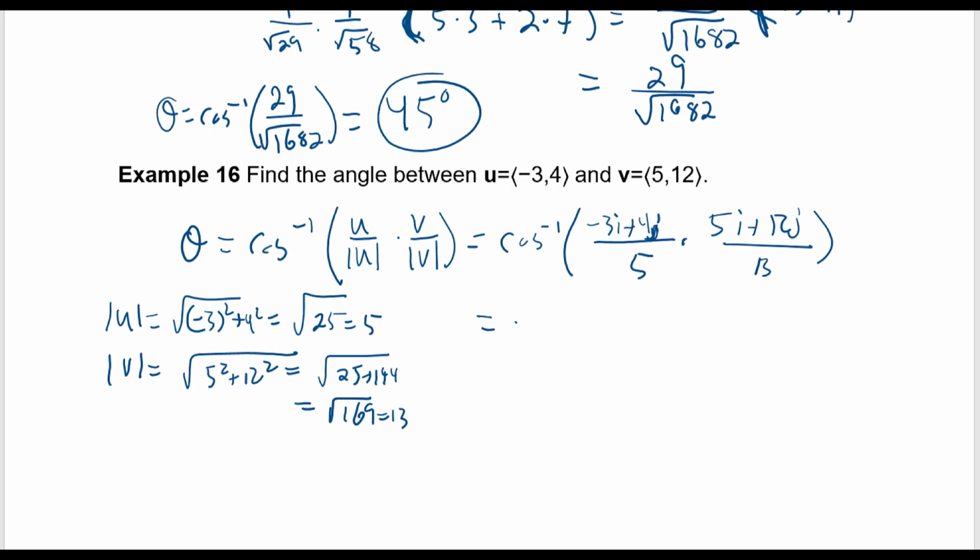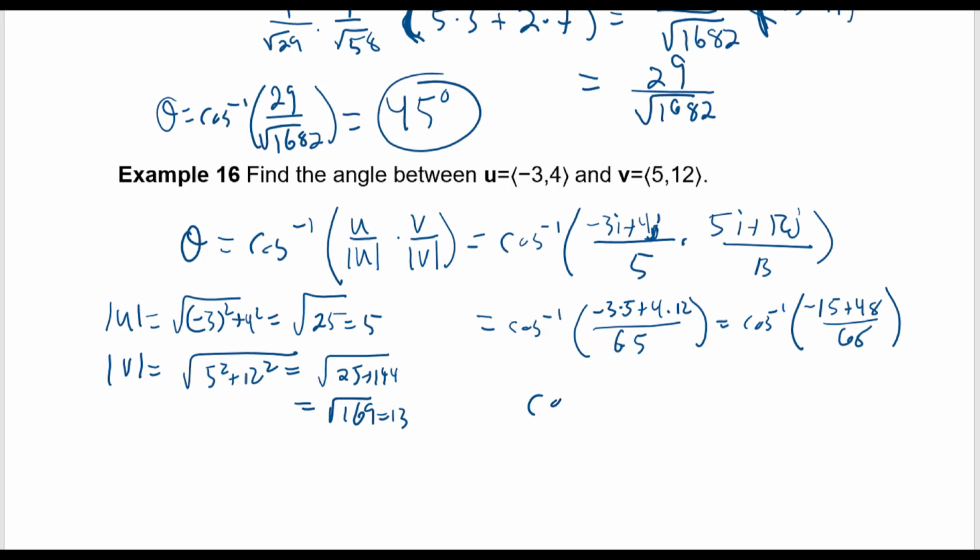So we'll end up with cosine inverse of, now 5 times 13 is 65, negative 3 times 5 plus 4 times 12. So cosine inverse of negative 15 plus 48 all over 65. So it's cosine inverse of 33 over 65, which comes out to be 59.5 degrees.